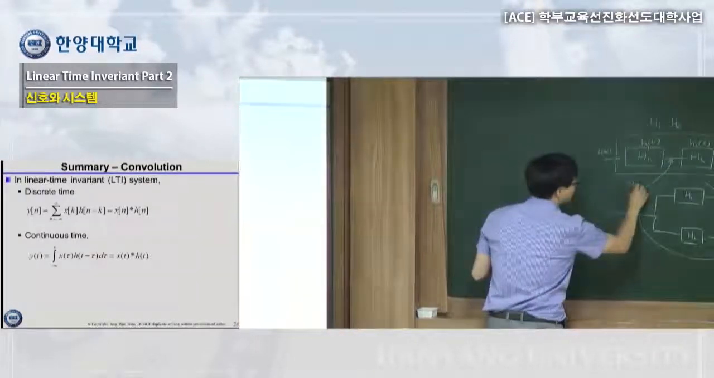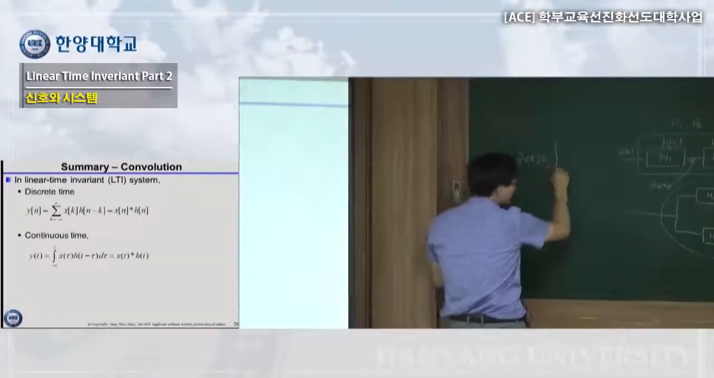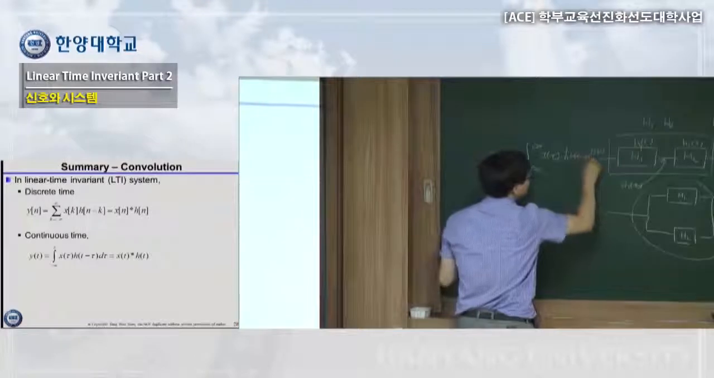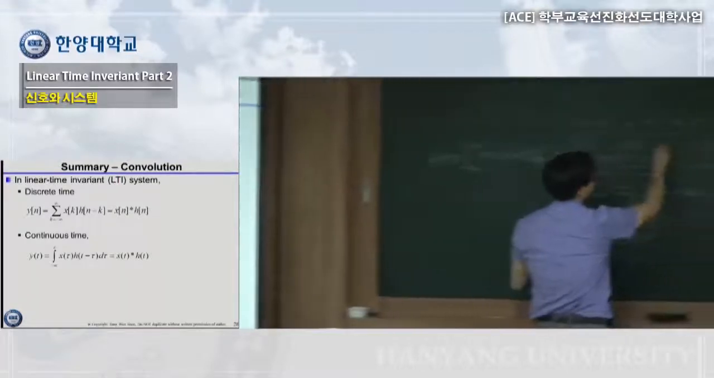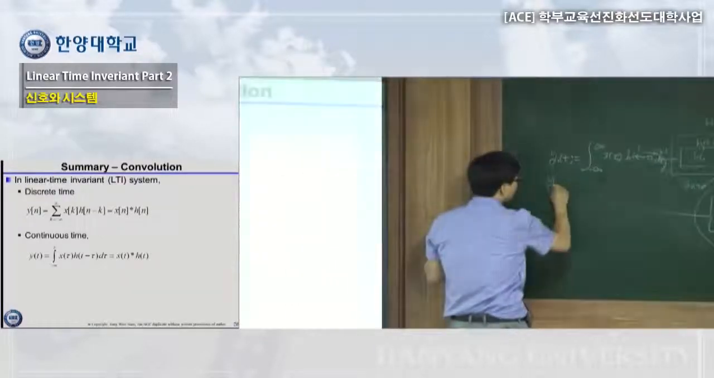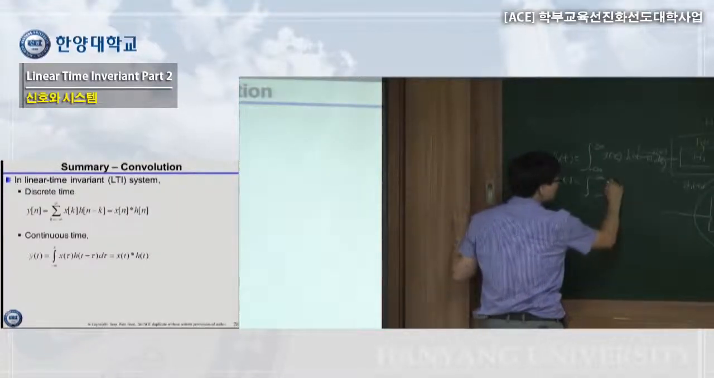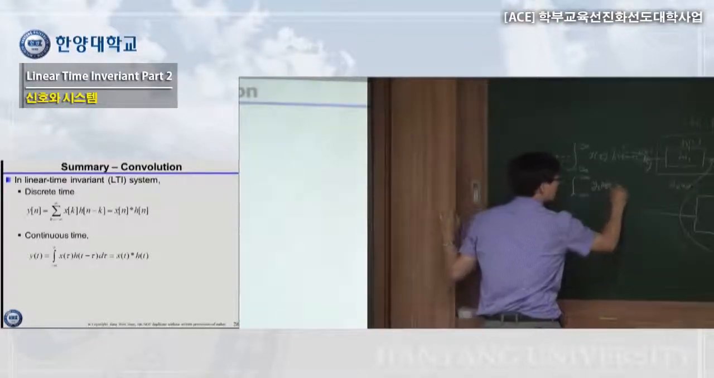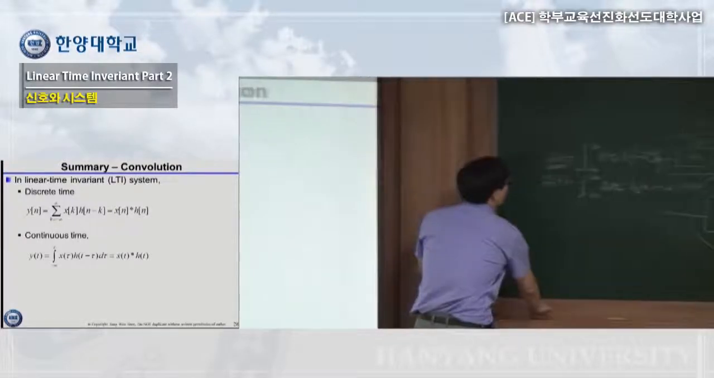To find this first output, we have to integrate from minus infinity to infinity x(tau) times h(t minus tau) d tau, right? What about the output in the time domain here? We are doing the convolution, and the input is now y1(t). This is now the input. So y1(tau) times h2(t minus tau) d tau. This is how we find the output.